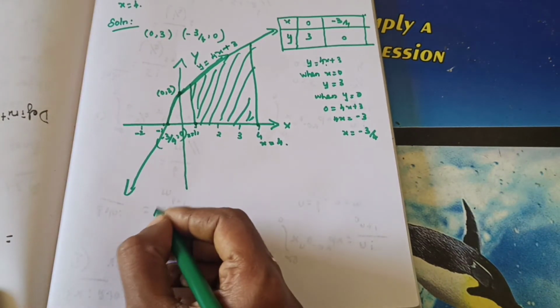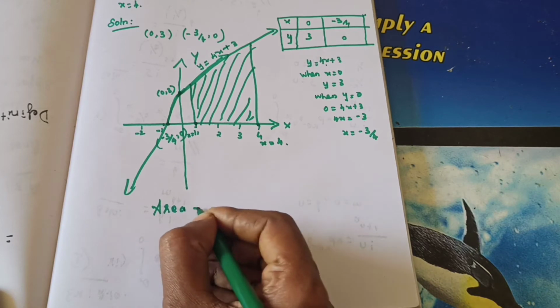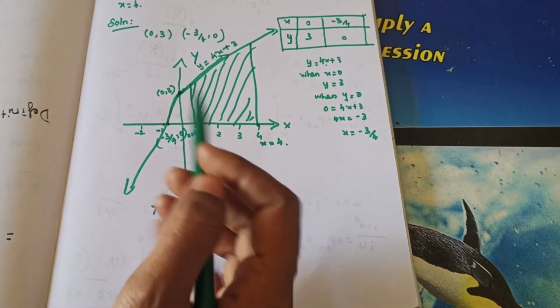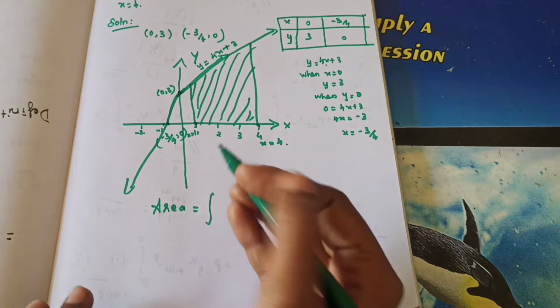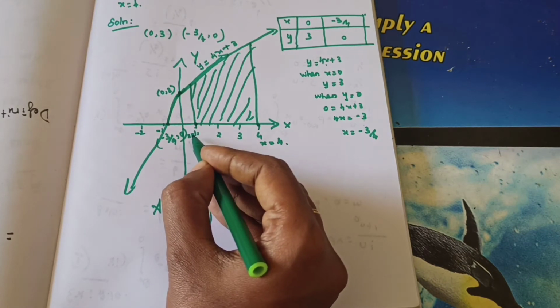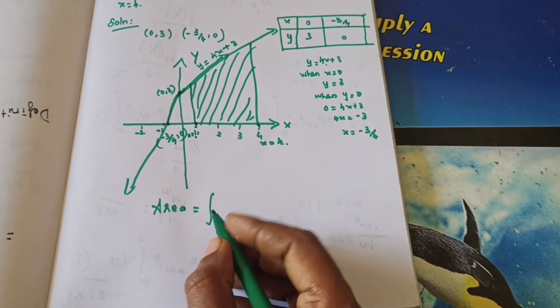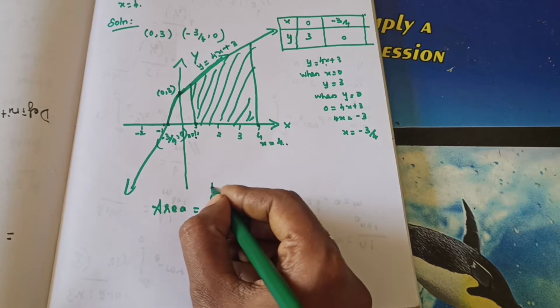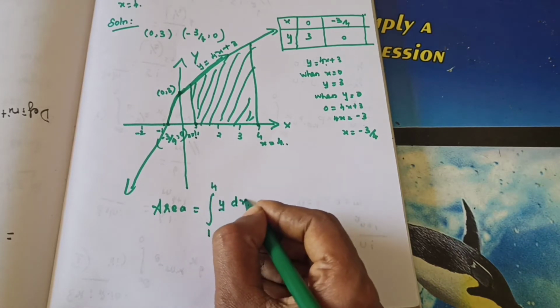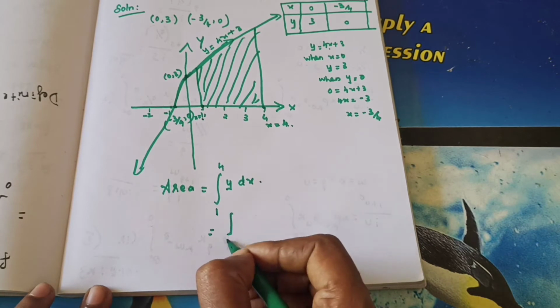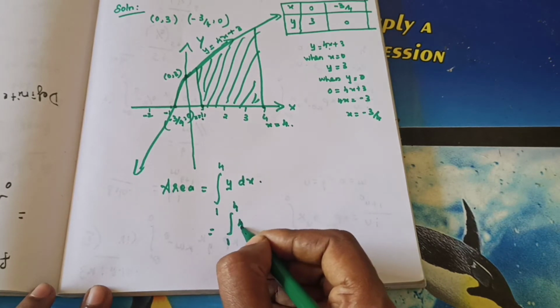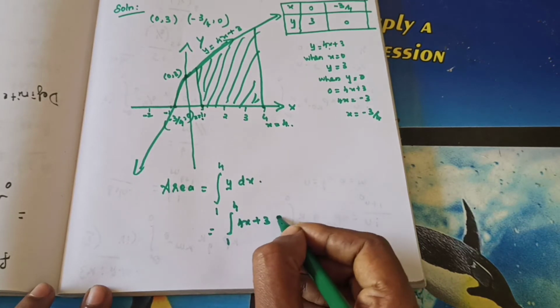Now we will find the area. Now I am asking one question. Whether it is above the x-axis or below the x-axis? It is above the x-axis. So what's the formula? Integral a to b y dx. So here what's the a value? It is 1. Is it right? The limit from 1 and 4. So 1 to 4 y dx. That's all. Now substitute the y value here. 1 to 4, y value is 4x plus 3, dx.